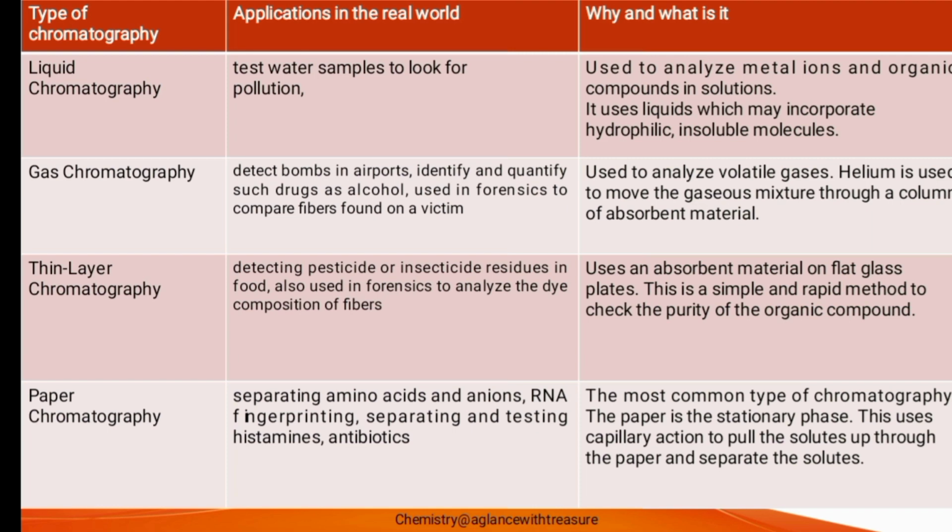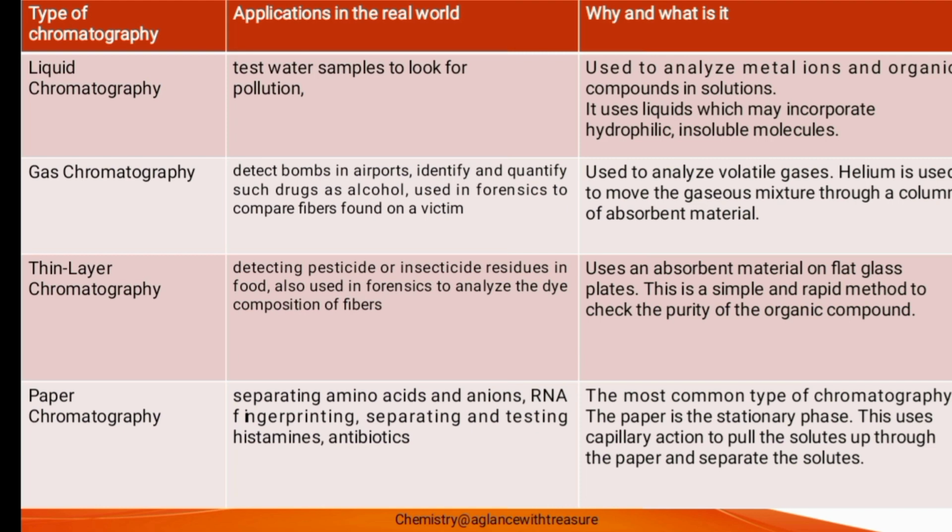Let's look at the types of chromatography, their application in the real world, and why and what it is. The first one is liquid chromatography. Where is it applied? To test water samples to look for pollution. Why and what is it? It's used to analyze metal ions and organic compounds in solutions. It uses liquids which may incorporate hydrophilic insoluble molecules.